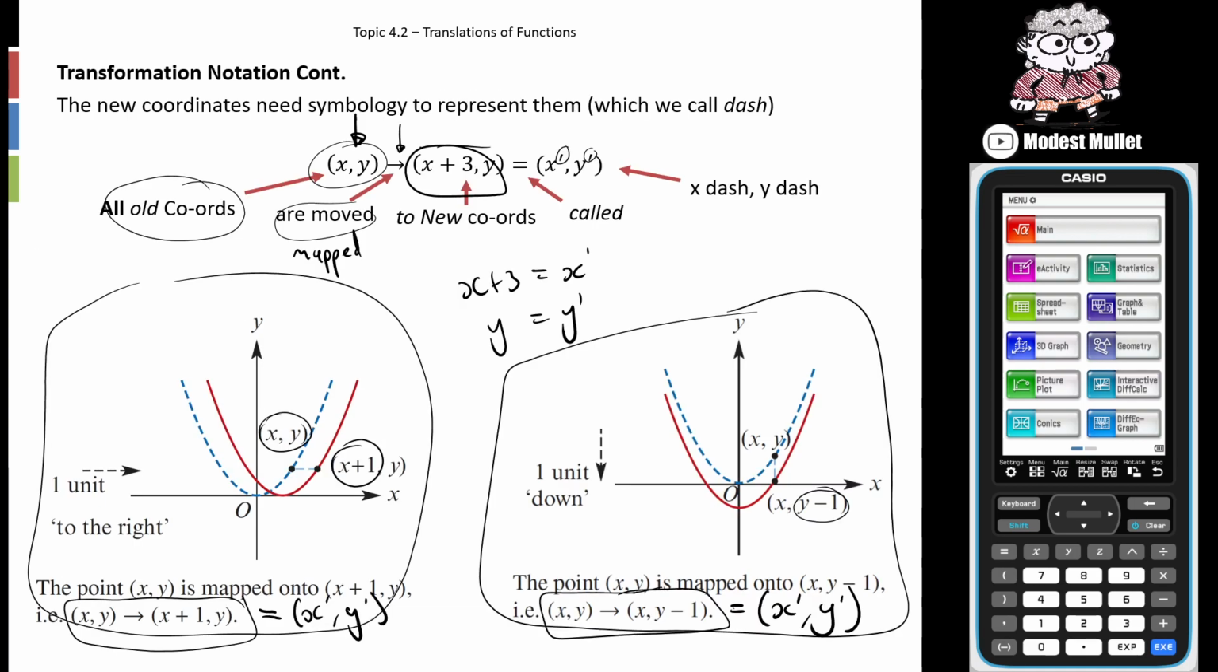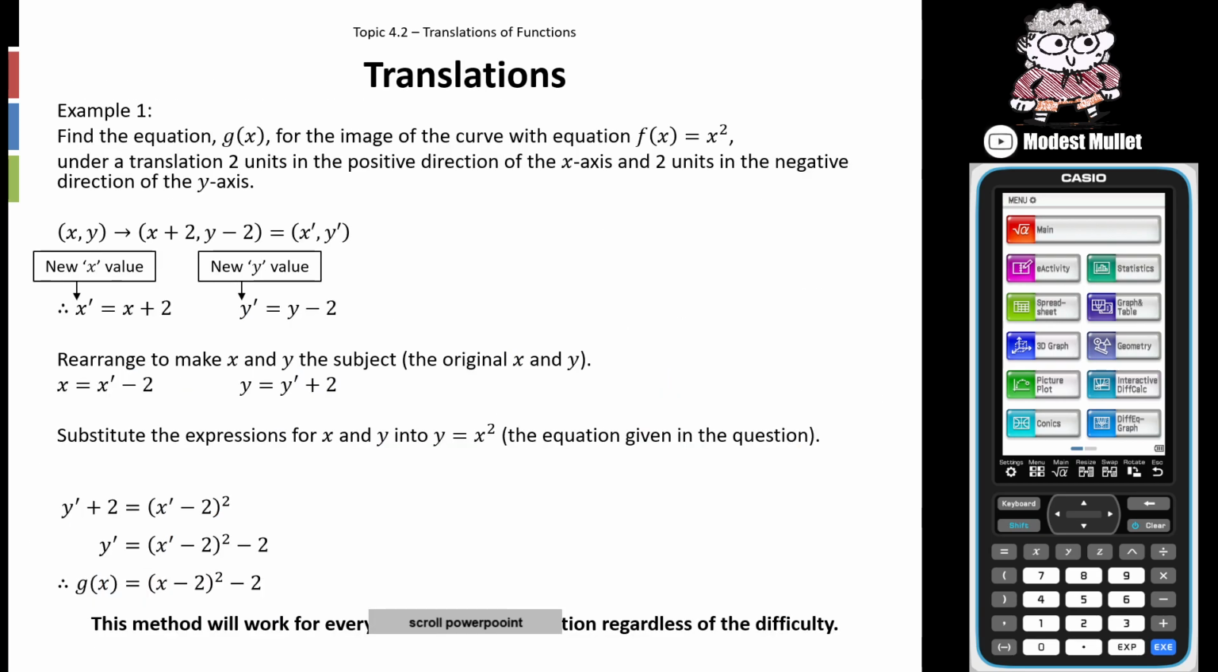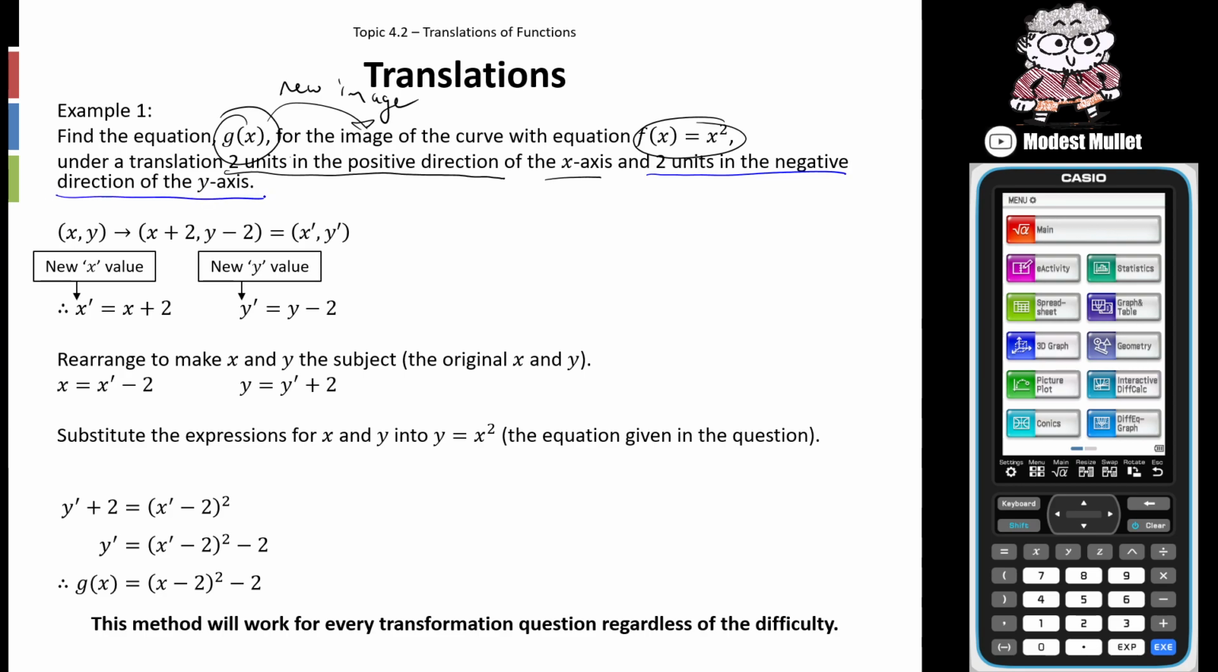Okay, so hopefully identifying what the translations are using this notation. How can we write translations? Well, horizontal translations are changes to the x coordinate, and vertical translations are changes to the y coordinate. So, for example, find the equation g of x for the image of the curve with the equation f of x equals x squared, under the translation of 2 units in the positive direction of the x-axis and also 2 units in the negative direction of the y-axis.